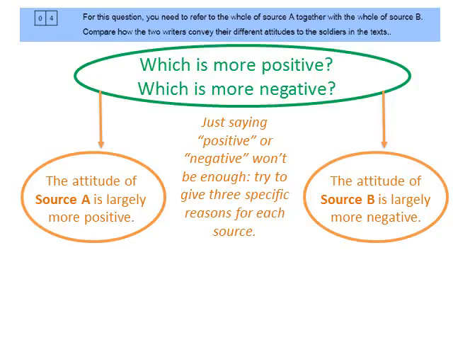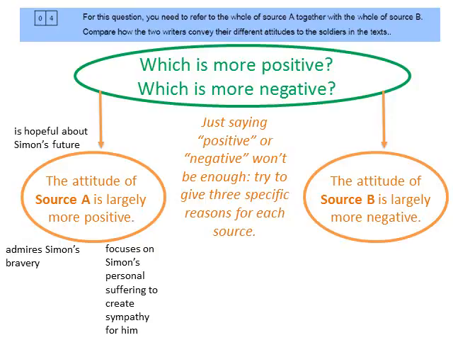We need to be more intelligent than this, so the next step is to come up with 3 or so reasons why you think these sources are positive or negative. 3 reasons for source A might be that it's positive because it's hopeful about Simon's future, it's positive because it admires Simon's bravery, and it's positive because it focuses on Simon's personal suffering to create sympathy for him.